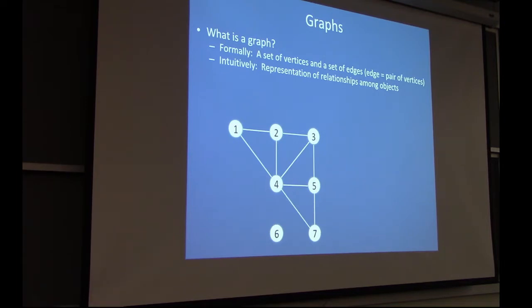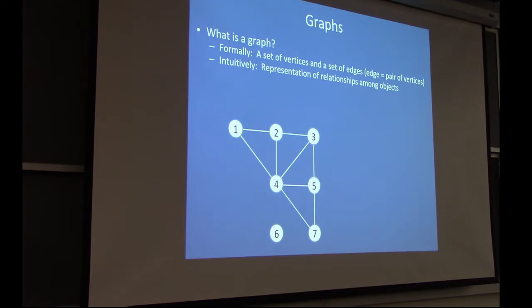Airports. Airports meaning like flights between airports, okay? Distances between routers. Distances between routers in a computer network, sure. Traffic flow. Traffic flow on roads. Okay? Relationships on Facebook. Okay, relationships on Facebook. That's a graph.